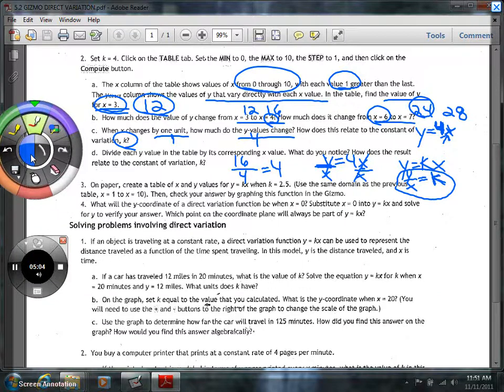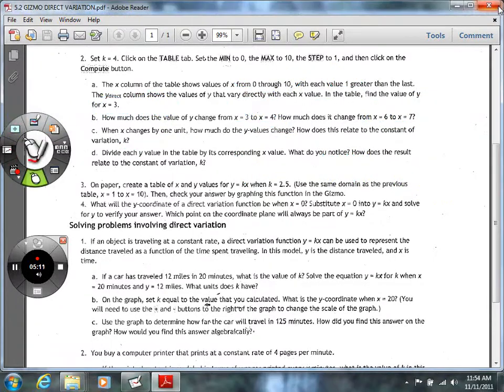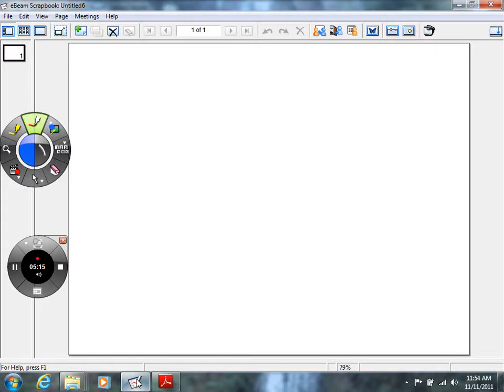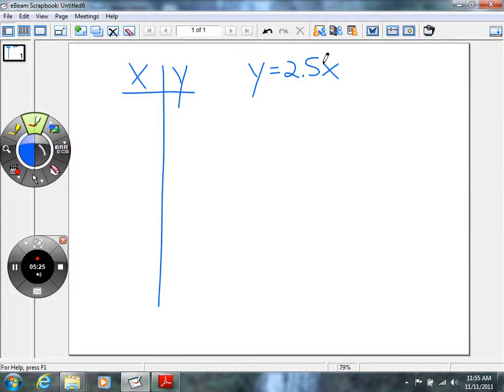All right. On a piece of paper, go ahead and make a table of values. Maybe on the back, I think it was blank on the back, you would have an XY table, and it says to go ahead and put k equals 2.5. That means you'd have 2.5x. That's your equation. Then it says plug in some values, like 0 to 10.